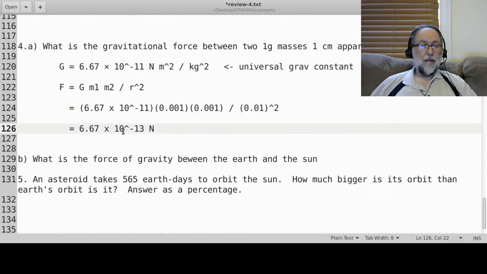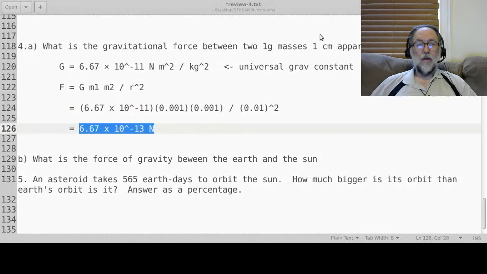You get this number here, which is 6.67 times 10 to the minus 13 newtons. 10 to the minus 13 is unbelievably small. 10 to the minus 9 is a billionth, 10 to the minus 12 is a trillionth, and 10 to the minus 13 is a tenth of a trillionth of a newton. And a newton is already very small. That's unimaginably small. The force of gravity between these two 1 gram masses is so small that it's not measurable.